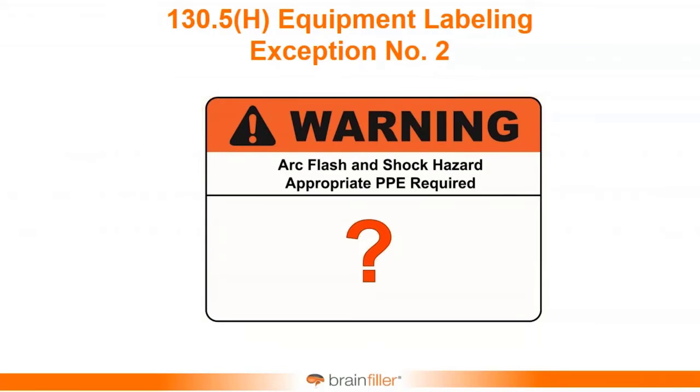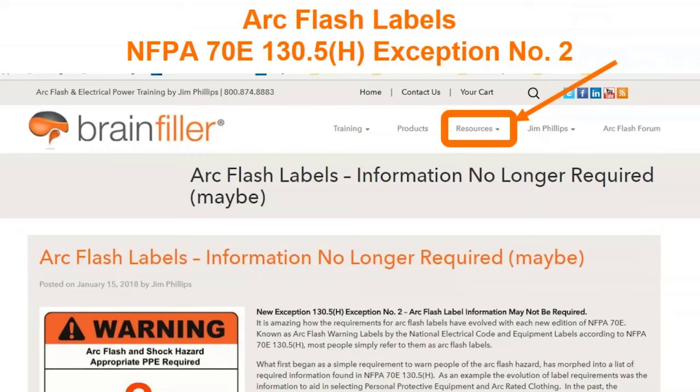And that way, instead of having multiple labels or worst case or whatever, this is a method. You don't have to do this. I know a lot of people look at this and think, you've got to be kidding me, I don't want to do that. That's fine. You don't have to. It's just an option given as an exception in 130.5H for equipment labeling.